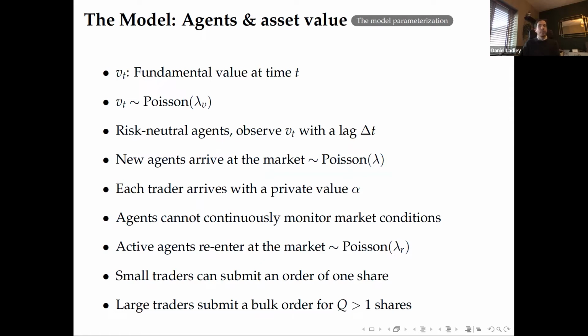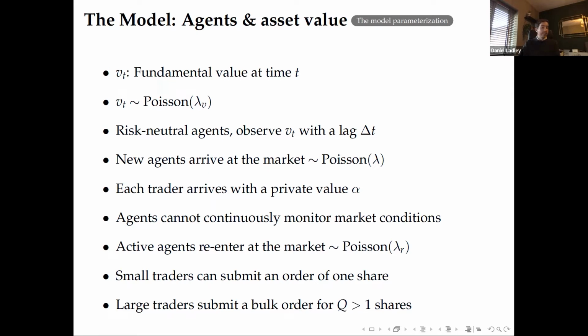There's a continuous stream of traders entering the market. They enter at randomly determined times, with the time between entries being determined by a Poisson distribution. Each trader is risk neutral, and they arrive with a private valuation of the asset, which is going to affect their submission decisions.